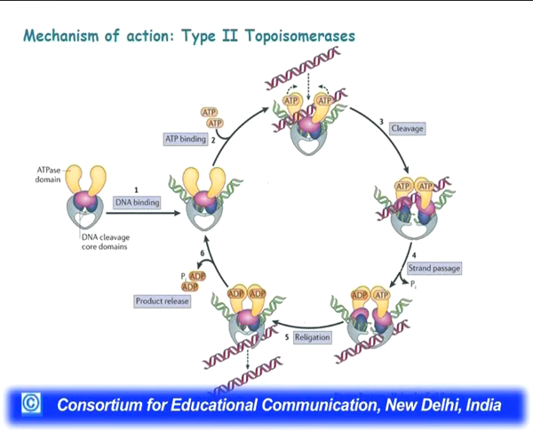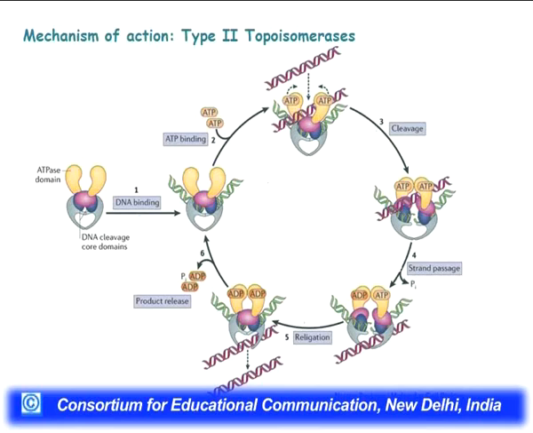The mechanism which I am talking about, even for type 1 topoisomerase or type 2 topoisomerase, is not a general mechanism for all the topoisomerases. Many of the topoisomerases work in this manner, but there are many other topoisomerases which work in different manners also. But these are the generalized ones which we are talking about here. So, there is an ATPase domain and there is a DNA cleavage core domain. The DNA will bind to one strand of the DNA, then the ATP will bind to the ATPase. When ATP is bound to the ATPase and then utilized, the second strand will be bound to this.